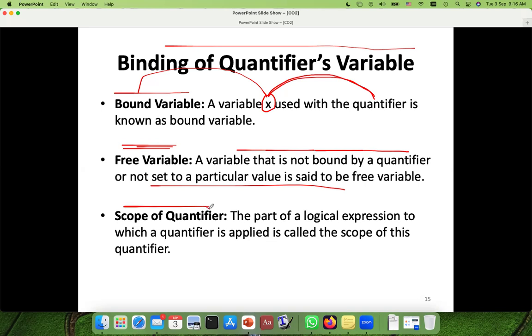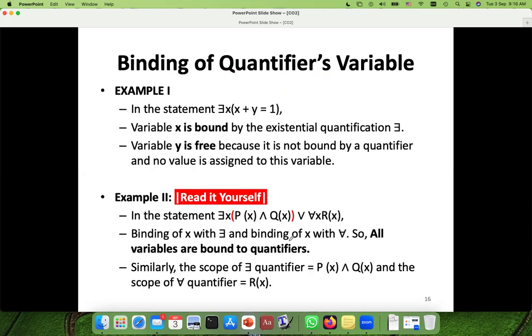Scope of the quantifier. If in any logical expression you have a quantifier, you have to look at which part of that mathematical equation that quantifier is linked to. And only that part would be called the scope of that quantifier. So the part of the equation to which a quantifier is applied is called the scope. Let's see that with the example.